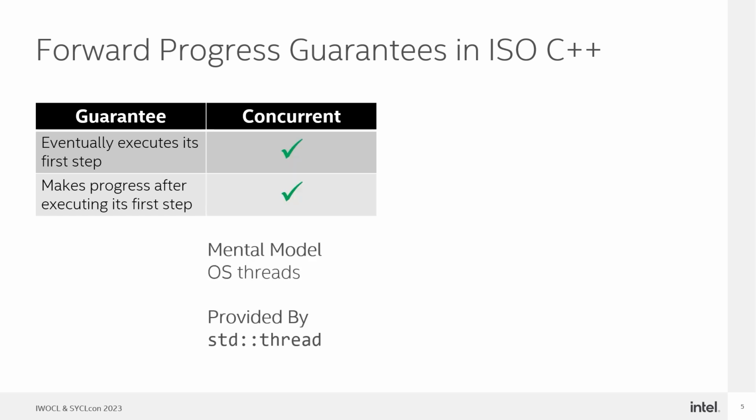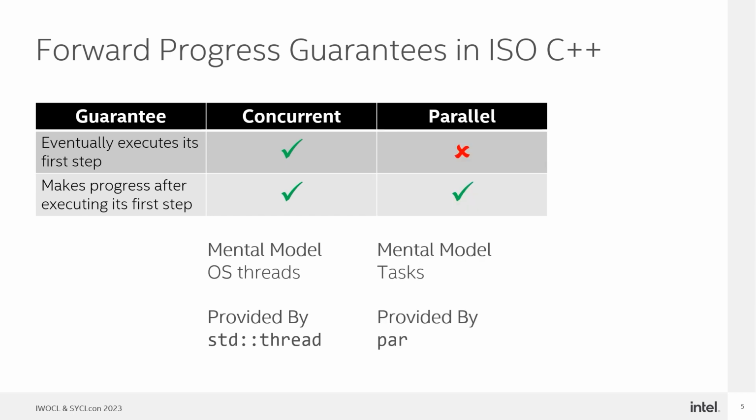So a thread with concurrent forward progress guarantees eventually executes its first step and makes progress until it terminates. And you can think of this like an OS thread, and C++ strongly recommends that implementations create std::threads with these guarantees. A thread with parallel forward progress guarantees is not required to execute its first step, but once it does so, it effectively has concurrent forward progress guarantees.